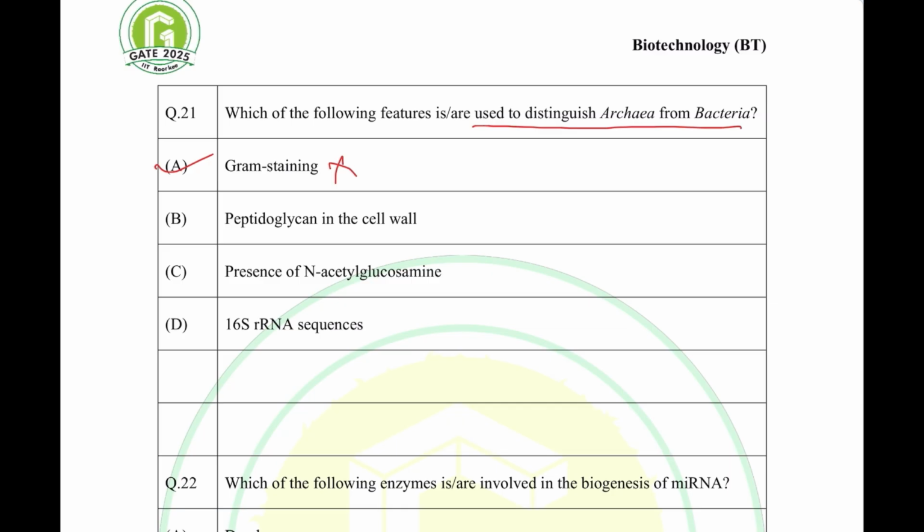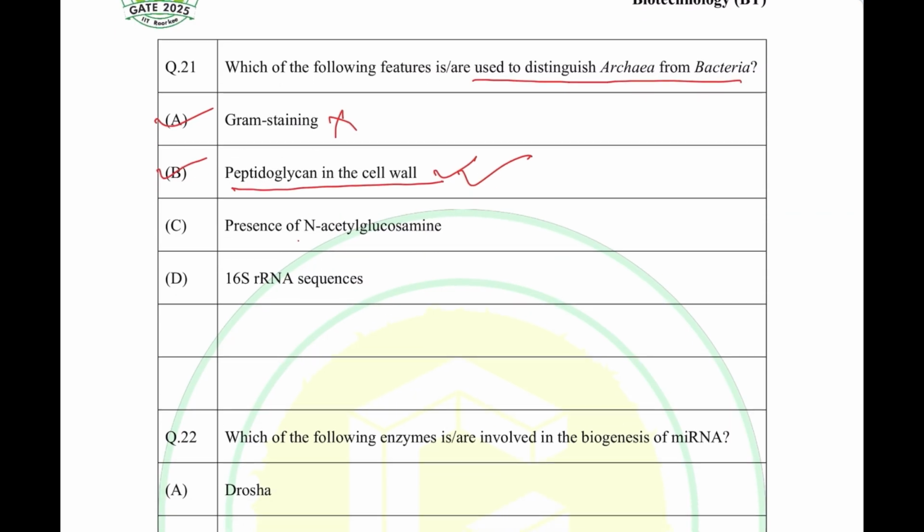The next option is peptidoglycan in the cell wall. Bacteria usually have peptidoglycan in their cell walls, and archaea lack true peptidoglycan. Instead, they may have pseudopeptidoglycan, proteins, or polysaccharides. So on the basis of peptidoglycan in the cell wall, we can distinguish between archaea and bacteria. And the presence of N-acetylglucosamine, NAG, may be present in both bacterial and archaeal cell walls.